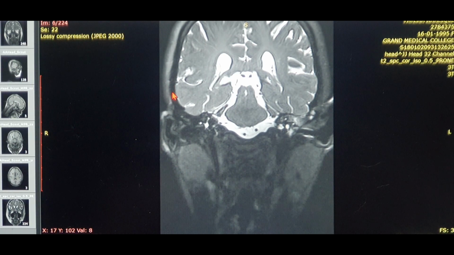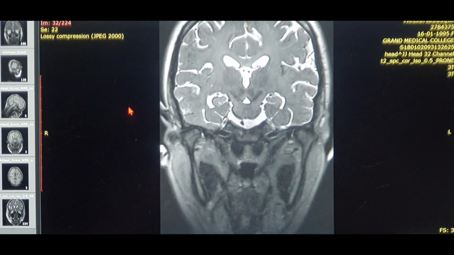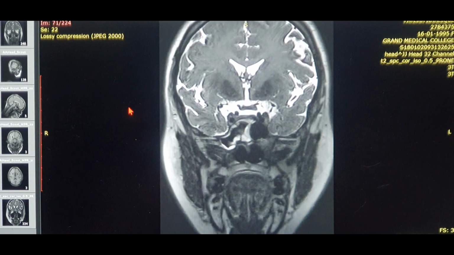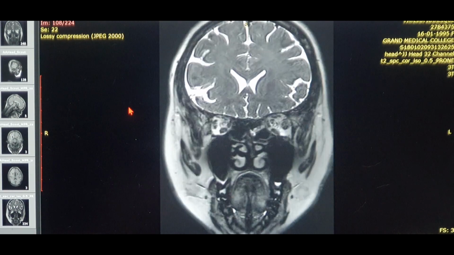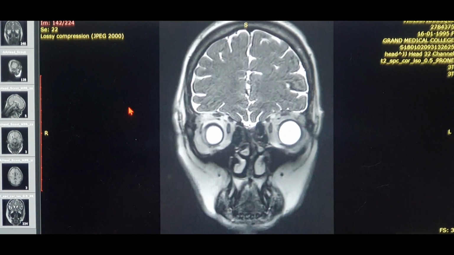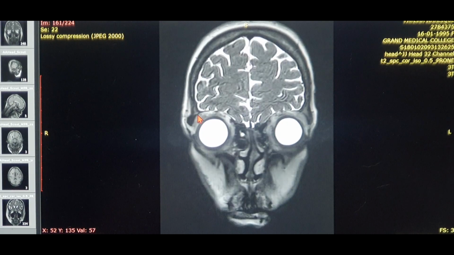So that was intermittent in nature. Before trying to operate on her, we tried to do an MR cisternography for the patient, but to my surprise, the MR cisternography did not pick up any sort of CSF leak over here.